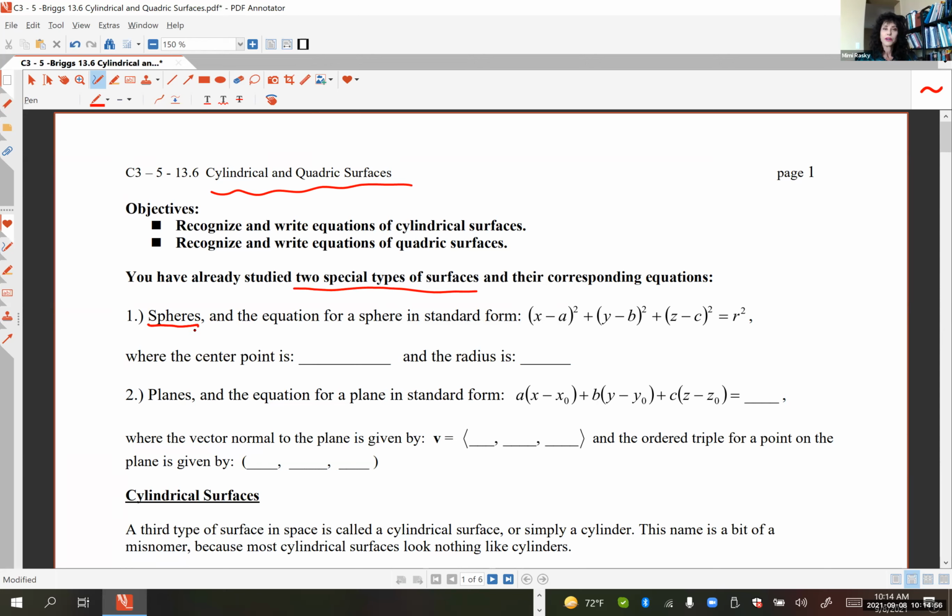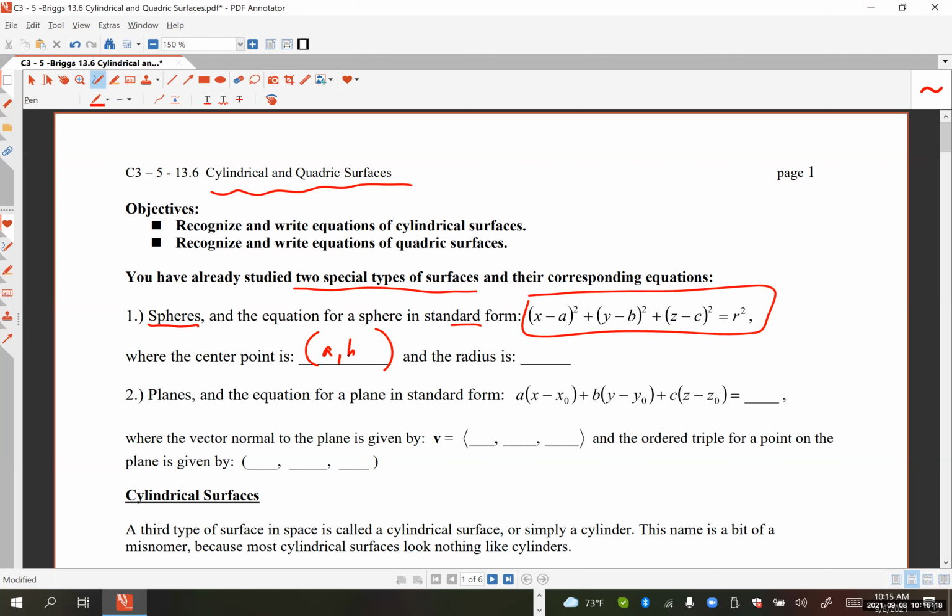Well, one of them is spheres. You looked at a sphere, and the equation for a sphere in standard form looks like this. You've seen that. And you can cherry pick off the center point coordinates. So the center point is an ordered triple here. What are the coordinates? Does anybody see what they are? Just right off the bat? A, B, and C. Excellent. Yeah, A, B, and C. Okay, and the radius is? R. Very good.